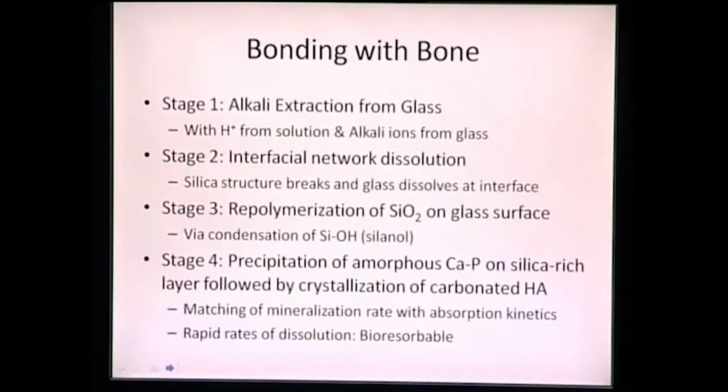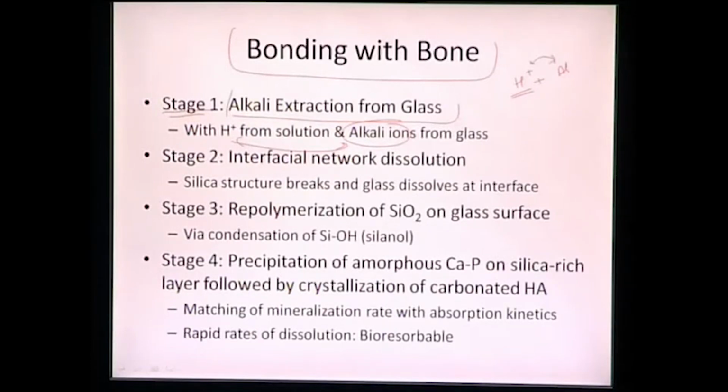And apart from that, the bonding with the bone can also happen in certain stages. In stage 1, we have alkali extraction from the glasses. Once a particular material is exposed to some solution, from the solution we can generate some hydrogen ions, and those hydrogen ions can combine with alkali ions which are present in the glasses. So the alkali ions can combine with the hydrogen, and that will lead to the alkali extraction from the glasses, because they will combine with hydrogen to form certain bonding with them.